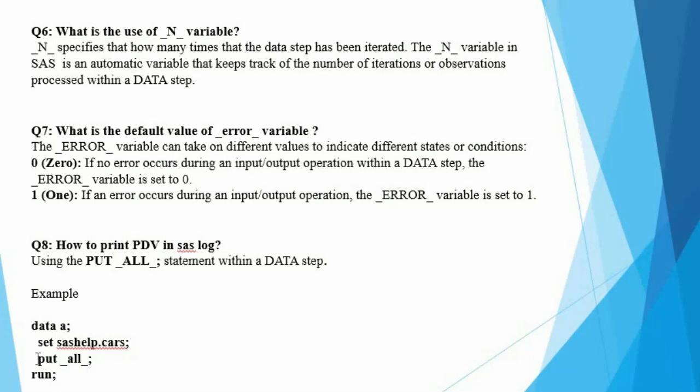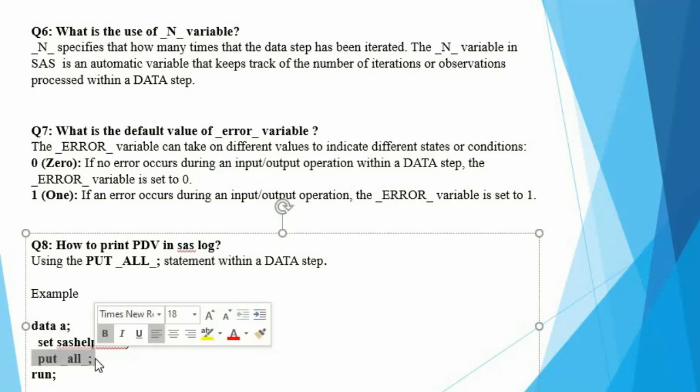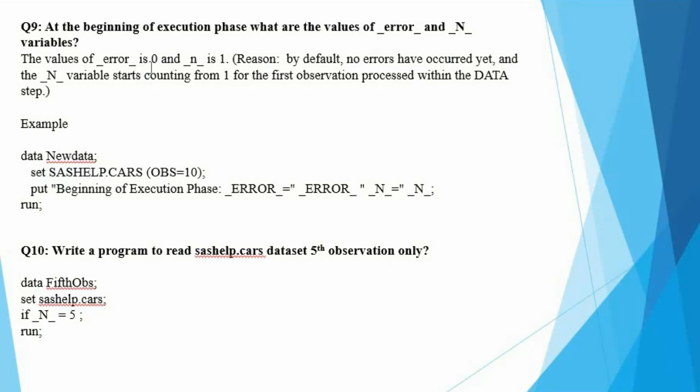And then run. If I use this statement, my values will be printed in the log, showing all the _ERROR_ and _N_ values. Whatever the values are in the PDV will be printed in the log by this statement. Okay, now let's move on to the next part.